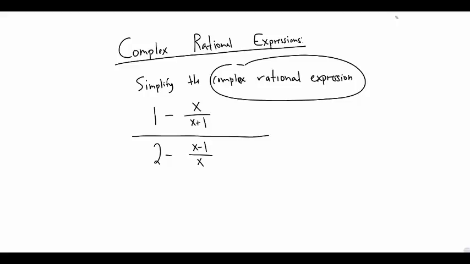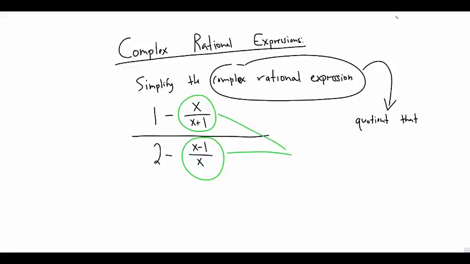The name is justified. A complex rational expression is simply a quotient. You see these things here. Inside this quotient are rational expressions. These are sometimes called the inside rational expressions. Let's use this phrase. A complex rational expression is simply any quotient that contains one or more inside rational expressions.